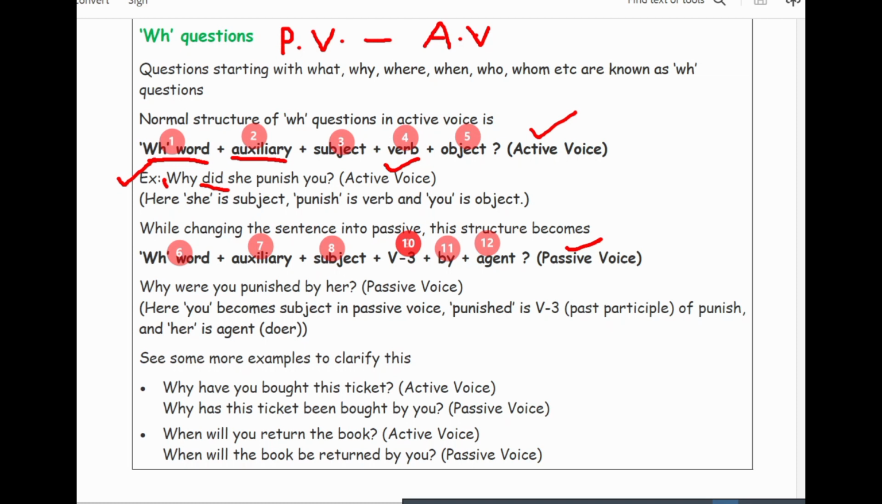Now let's see the passive voice of that sentence. It is written here: why were you punished? The third form of verb is used. Why is again used in the beginning, according to the structure. And by is used, then her is used here. She is used in active voice, and when we change it into passive voice, it becomes her. So this is passive voice. There are some more examples written here on the screen, you can read all of these.